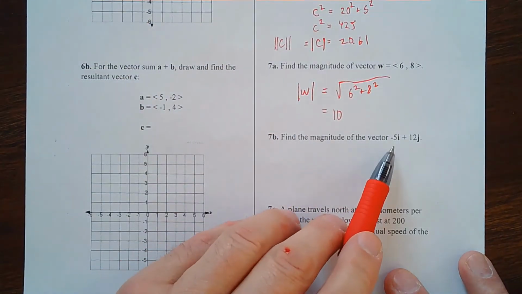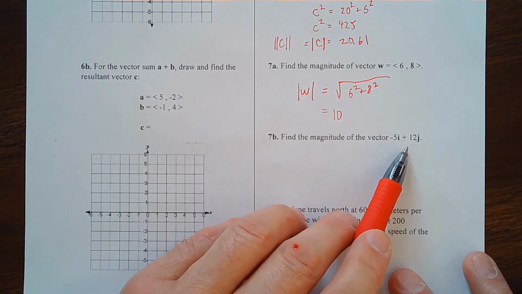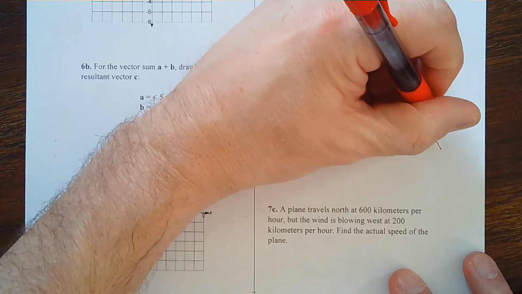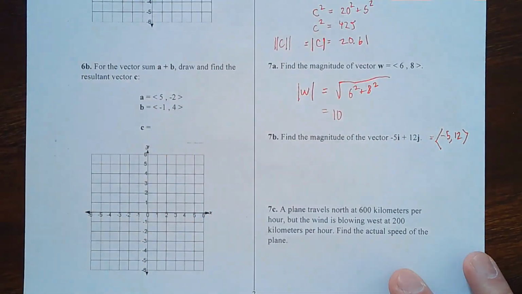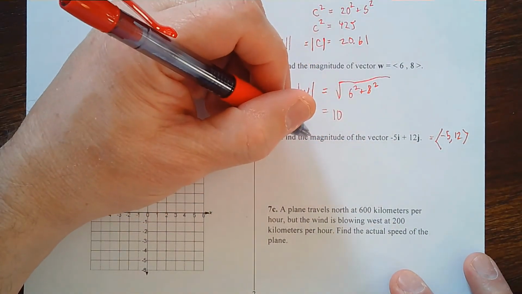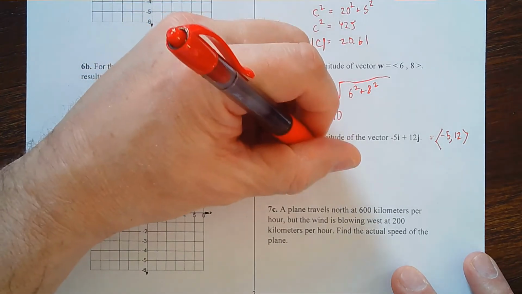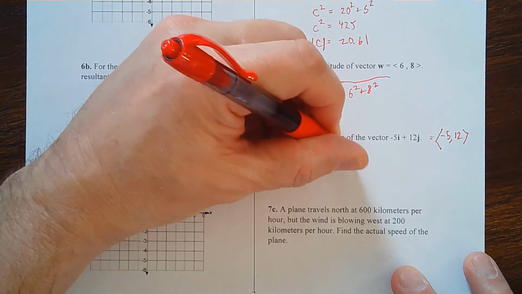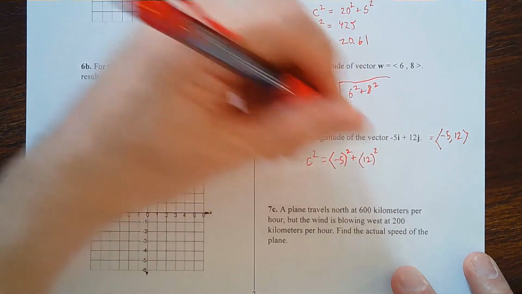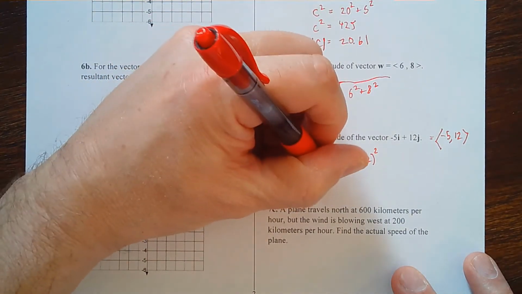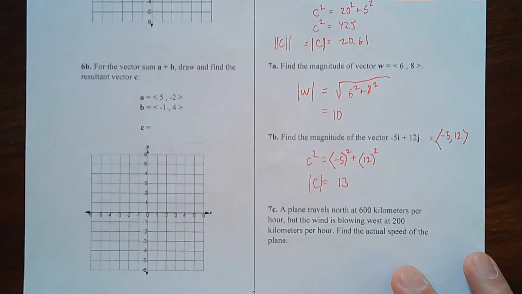Now, in 7b, we're using that other notation, minus 5i plus 12j. Well, remember, this is the same thing as the vector negative 5 comma 12, like so. So if we want to use the Pythagorean notation, I can do c squared equals negative 5 squared plus 12 squared. Just use regular parentheses there. And when you work all of this out, we'll get c equals 13. And again, it's a magnitude, so we might want to put absolute value symbols or magnitude symbols about that.